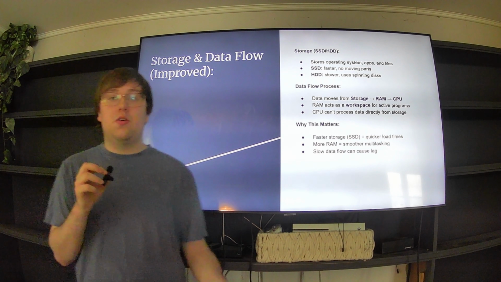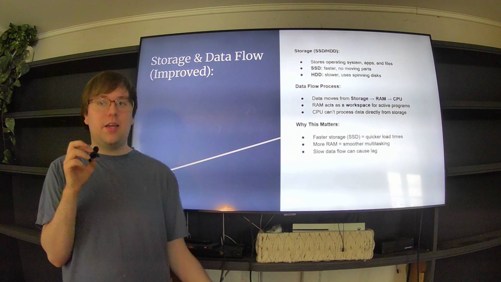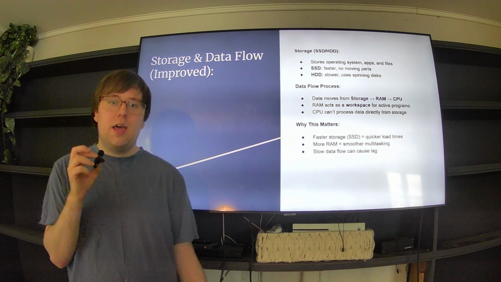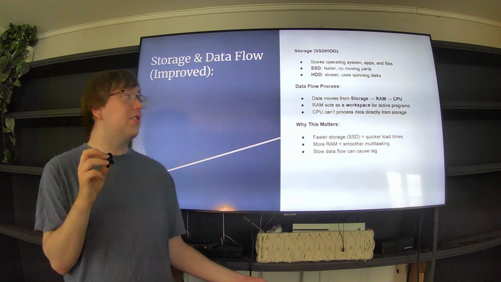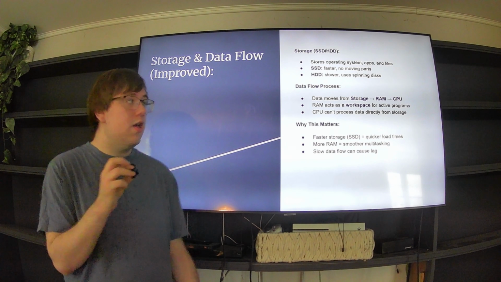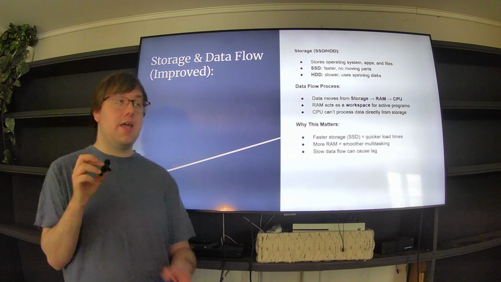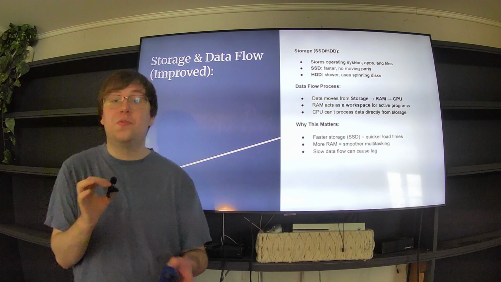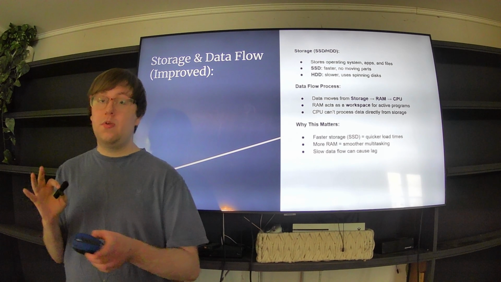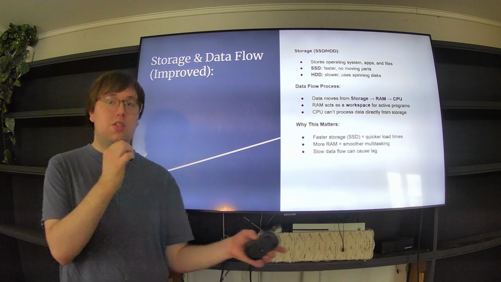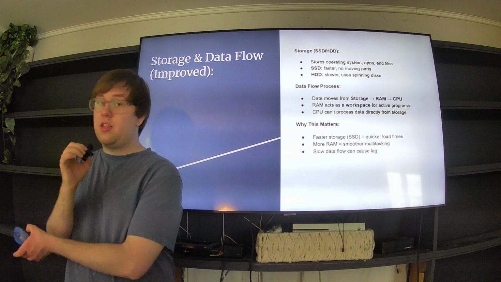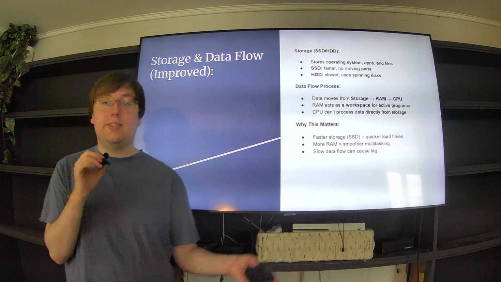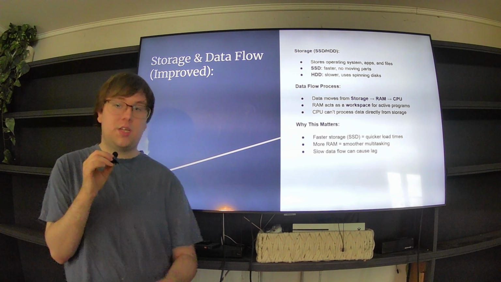Storage and data flow. Storage, which is the SSD and the HDD, stores operating systems, applications, and files. The SSD is faster. It has no moving parts, so it stays stationary. And the HDD is slower, but it has spinning disks inside of it. As for the data flow process, data moves from the storage to the RAM to the CPU. The RAM pulls data from the storage and gives it to the CPU to work more efficiently. The CPU can't process any data directly from the storage. It has to move through the RAM to get it.